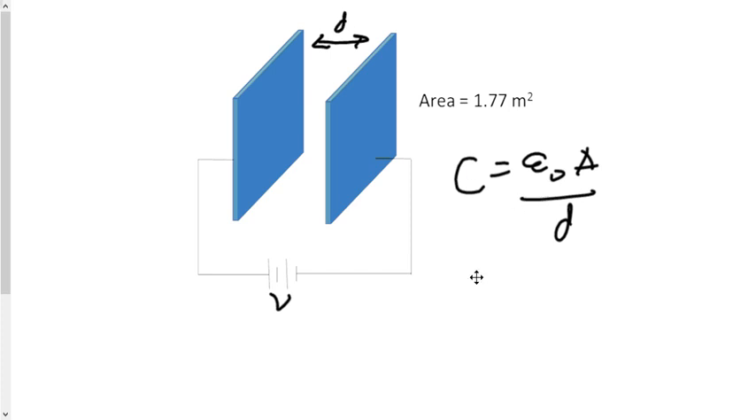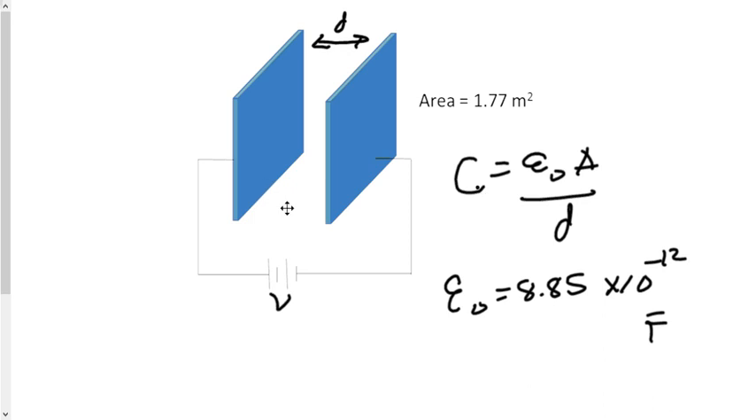And epsilon naught is the permittivity of free space, which is 8.85 times 10 to the minus 12. So it's just a plug and chug equation. We find the capacitance value, and it will be in some kind of farad value when we're done.